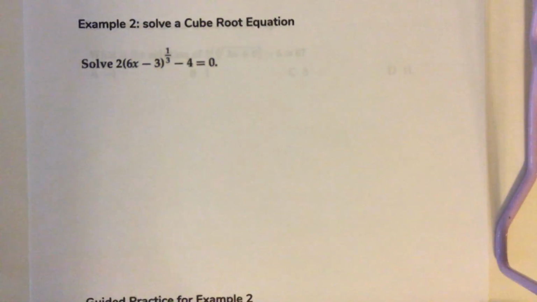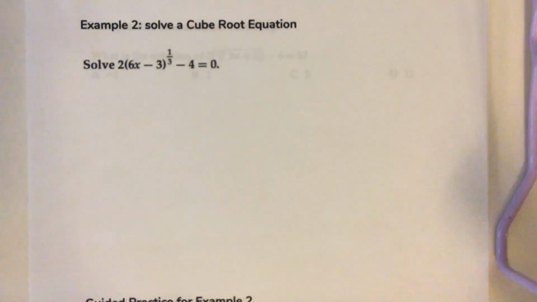With example 2, now we're moving on from just using square roots. So we're moving into our more complex roots. So for this example, we have a cubed root in our equation. So again, the first thing I want to do is isolate the part that either has the radical sign or in this case has our fractional exponent.